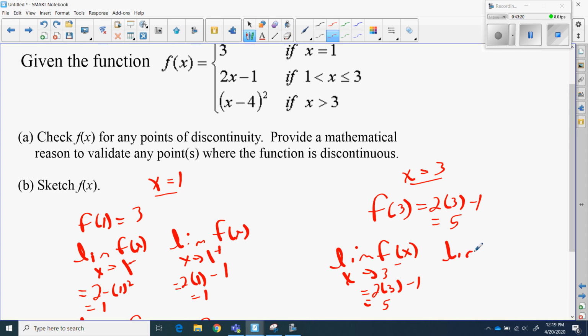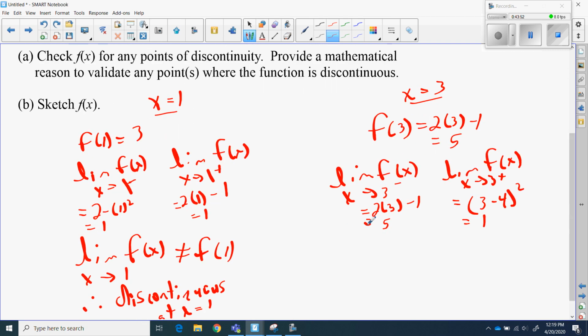Let's check the right side. The limit of this function when x is approaching 3 from the right side would equal this piece of the function. So x is more than 3. This is what the function is going to behave like, this quadratic. So I'm going to fill 3 in for the x and see what I get. 3 take away 4 would be negative 1. Squared would be 1.